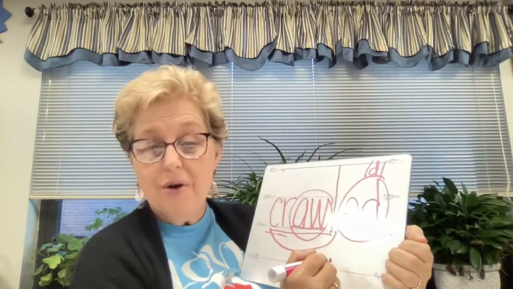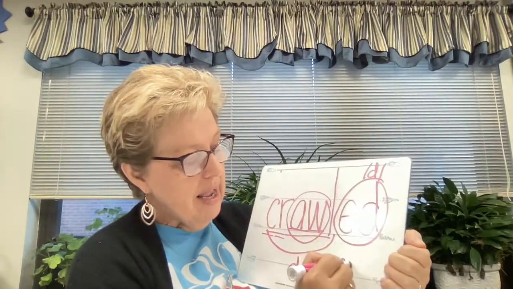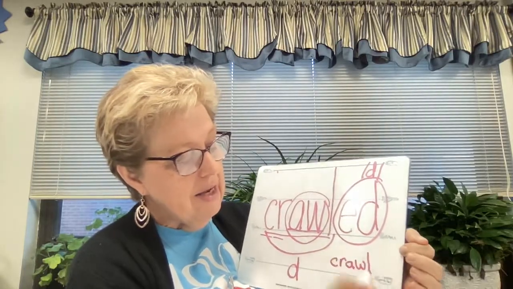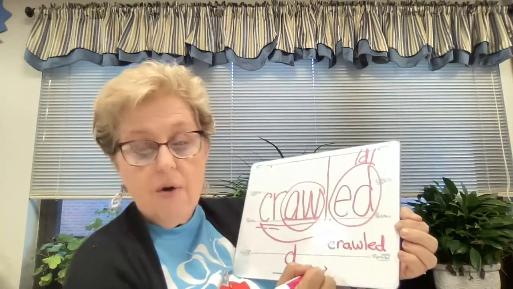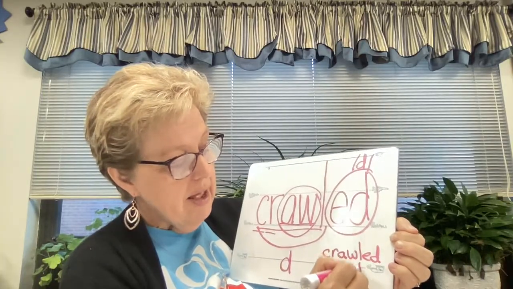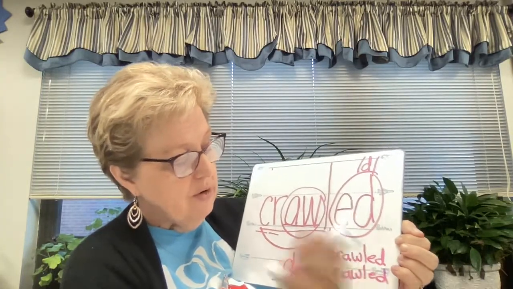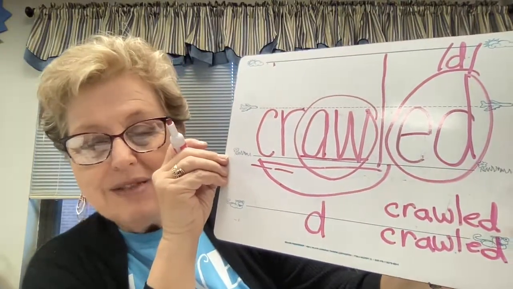Now let's write the word crawled 2 times. C-R-A-W-L, and put the suffix on, E-D. Crawled. C-R-A-W-L-E-D. Crawled. Make sure you have it spelled correctly.